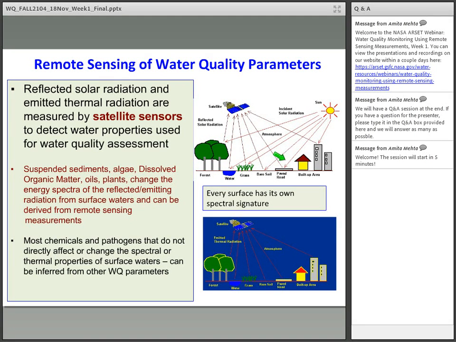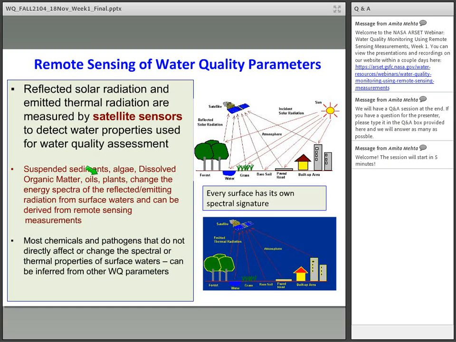It can be done for any surface, but we're going to focus on water today. Most satellite sensors we will be talking about will be using reflected solar radiation to detect water properties. And the water properties are listed here.